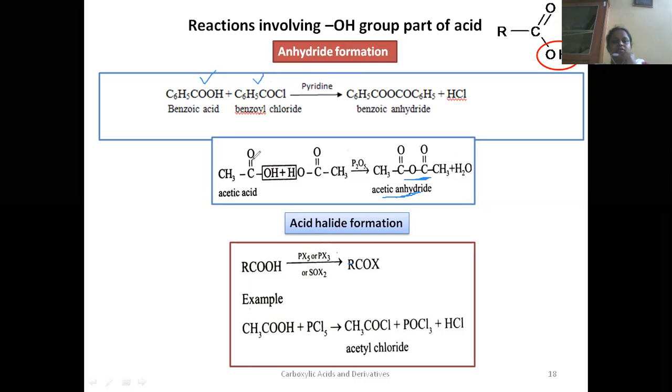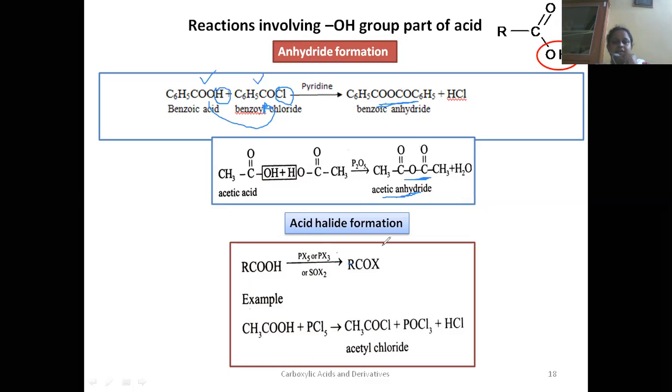When you add these two in the presence of acid, this hydrogen and this Cl will be eliminated as HCl, and there is a new bond formation between this oxygen and this carbon. C6H5COO, C double bond O. This is an anhydride bond: C double bond O, oxygen, C double bond O. This is about anhydride formation.